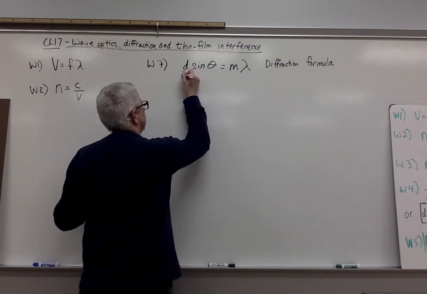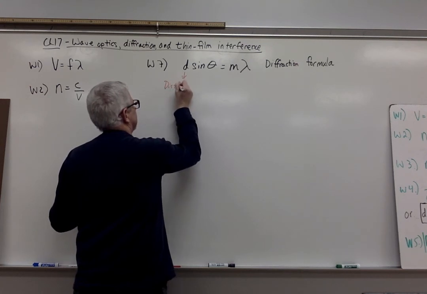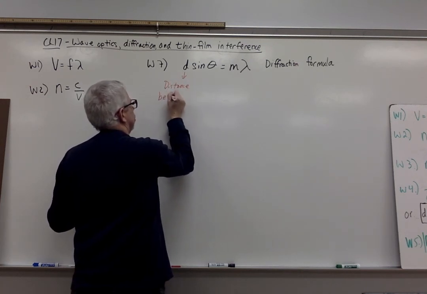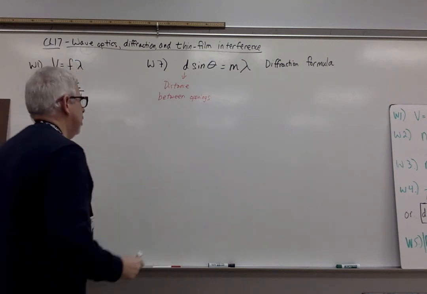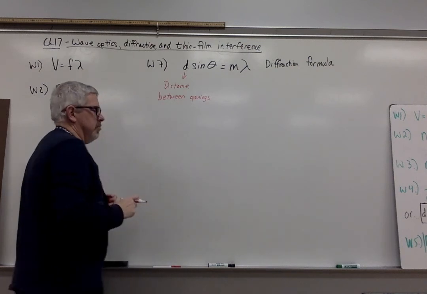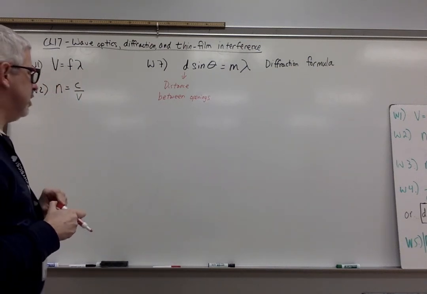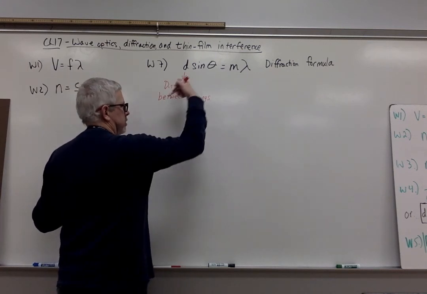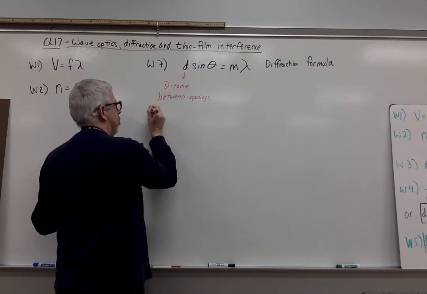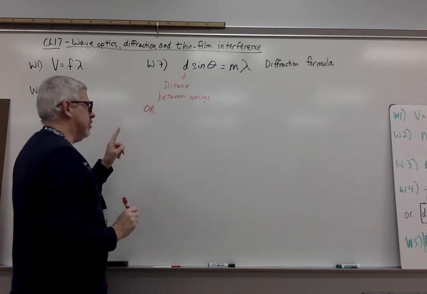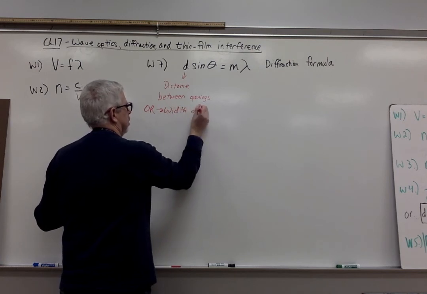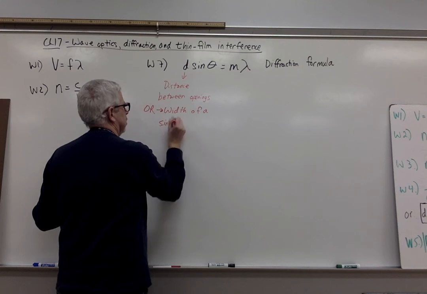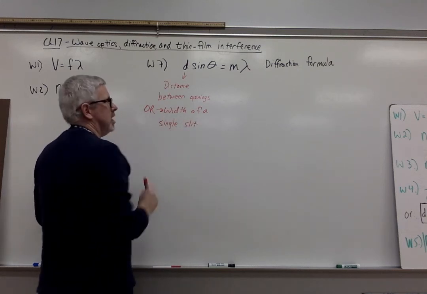So this is going to be the distance between openings on a diffraction grating, or distance between slits. A lot of times this is given in millimeters or centimeters, but we need to have it in meters to make sure everything's standard. Or if we only have a single opening, this is the width of a single slit. It results in the same effect.